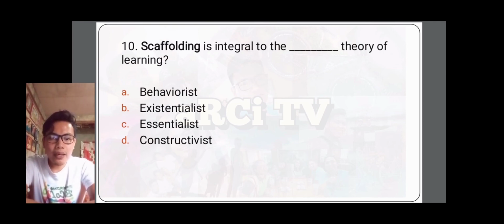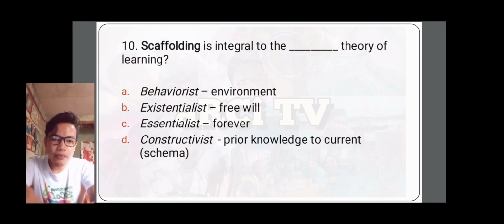So, ano yung pinaka malapit sa options? Again, we have the keyword scaffolding. We need to find the connections between the keyword and the options. Letter D, constructivist. Ano yung constructivist natin sabi kanina? Constructionism. Connecting prior knowledge to the current knowledge or schema, schema theory ni Piaget. And the next thing is the essentialist, which is about forever. Essentialist, hindi po. Yung essentialist natin is not forever. It's the basic, important, and fundamentals. And existentialist, free will, and behavior is about the environment.